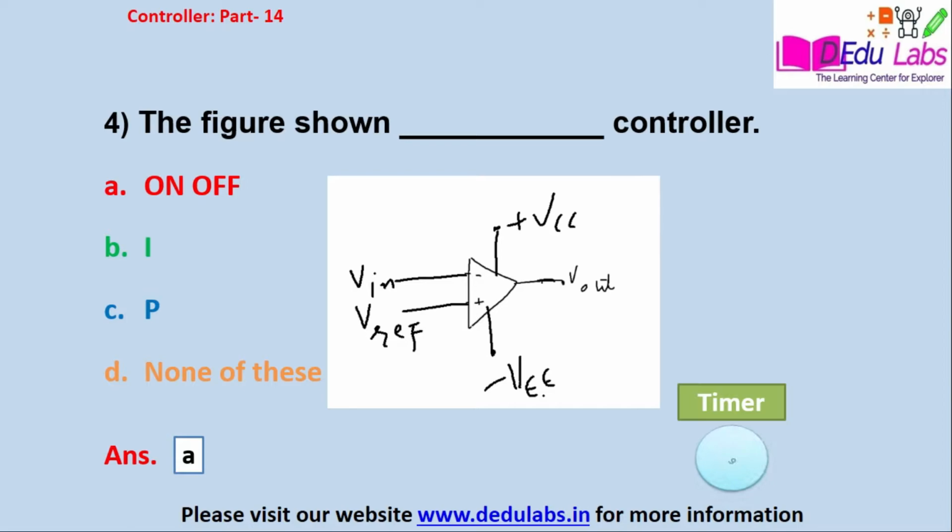The answer is option number A, that is an on-off controller. See, as shown in the figure, an open loop amplifier is used here. There is no feedback element present. The amplifier has plus VCC and minus VEE supply voltage, and Vin and Vreference are given to the inverting and non-inverting terminals respectively. The output is Vout. So this output equation is an open loop configuration. It only provides two positions, a high value and a low value, that is positive saturation and negative saturation. So it looks like an on-off controller.